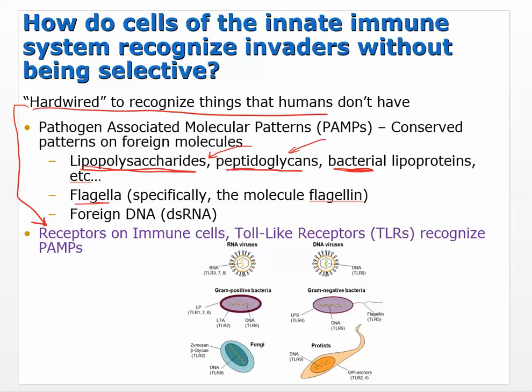Other things like flagella. Okay, so we have one cell in humans, and only half of the humans have it, and that's sperm, but that's it. That's the only place you're going to find flagella, specifically the molecule or the protein flagellin. So if you see flagellin and you're not in an area where sperm is being made, then it's pretty safe to say that that's probably an invader. Okay, foreign DNA or double-stranded RNA may be associated with viruses. Take it out. Okay, that's not something humans make.